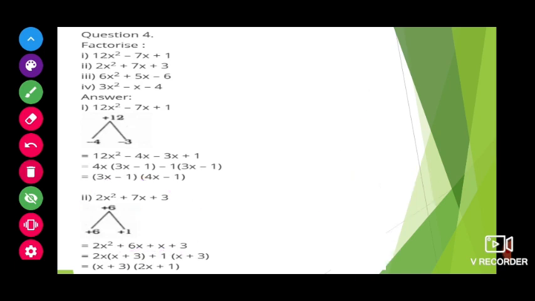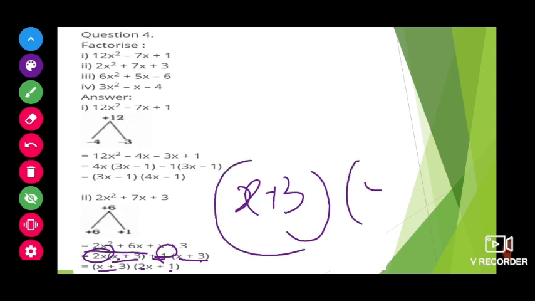Now from 2x square plus 6x, we can take 2x common and the remaining is x plus 3. Here x plus 3 as it is, we want here also. So nothing is there to take common, so I will just take 1 as common. Now from here and here x plus 3 comes out. So the remaining here is 2x, here is 1. So what are the factors? x plus 3 into 2x plus 1.